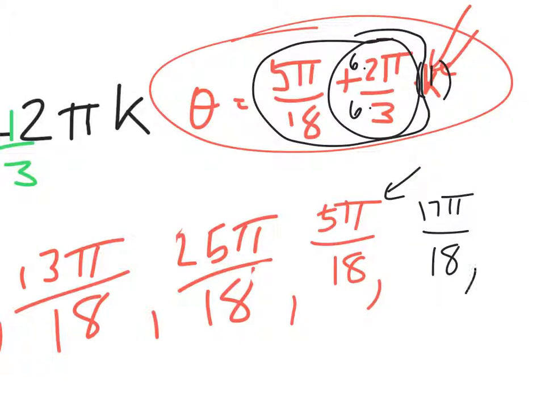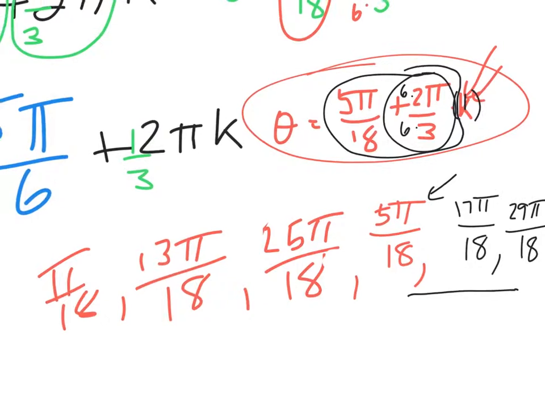Awesome. And then the last one is add another 12 to the 17. Makes it 29 pi over 18. Did I go over 2 pi yet? Nope. There's your 6 answers. I gotta zoom out a little bit to be able to see them all.